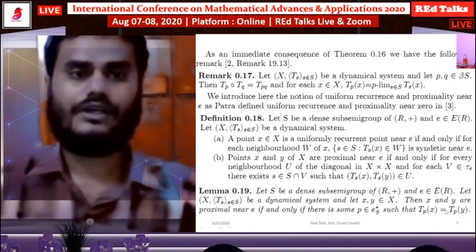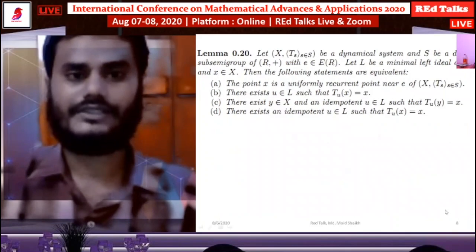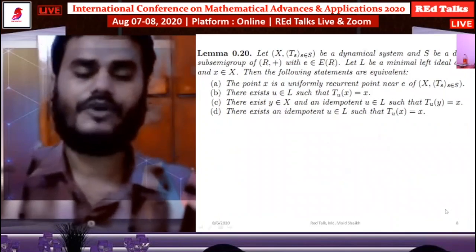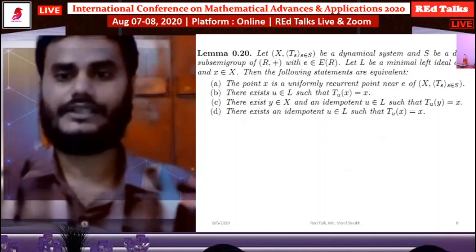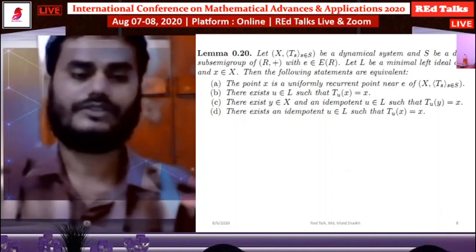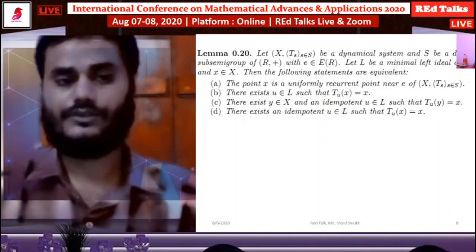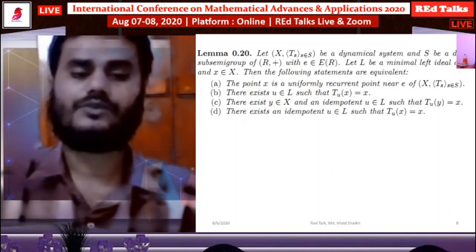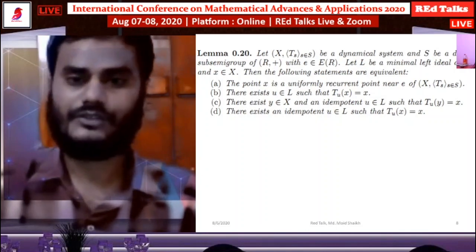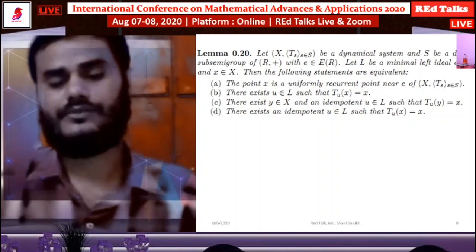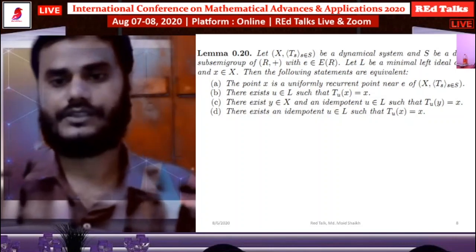Now we use a lemma for a dynamical system (X, Ts). The following are equivalent. Number A, the point x is a uniformly recurrent point near E. Number B, there exists u belongs to L such that Tu x equal to x. Number C, there exists y belongs to X and an idempotent u belongs to L such that Tu y is equal to x. And number D, there exists an idempotent u belongs to L such that Tu x equal to x.